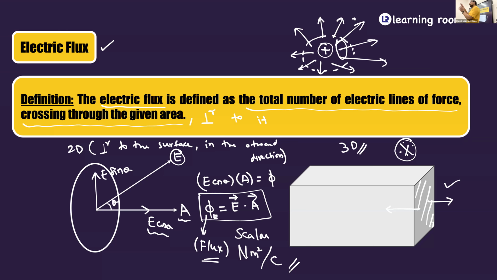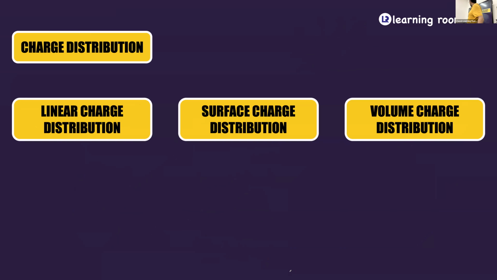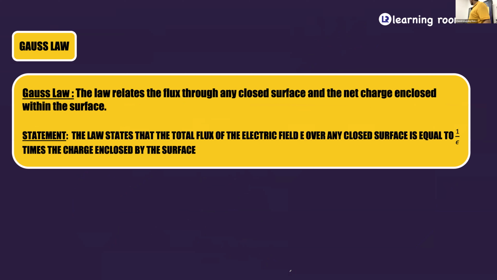I'll just give you a brief of what we are going to discuss next. Just give me a minute before you copy this. We'll be discussing charge distribution, where there are three types: linear, surface, and volume. After this, we'll be going to an important law called Gauss law. Gauss law is something like a substitute for Coulomb's law.